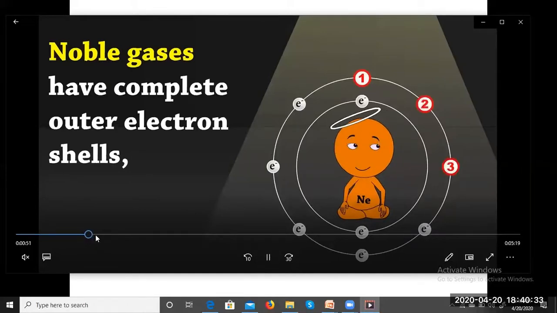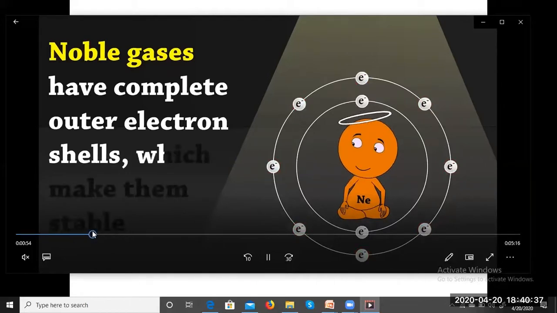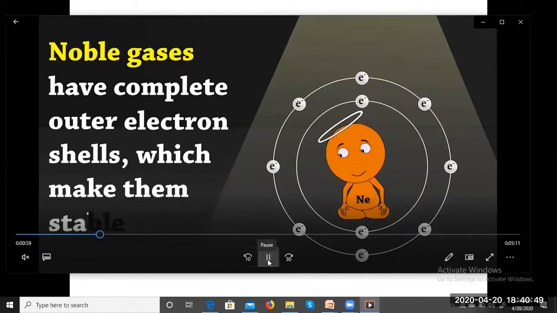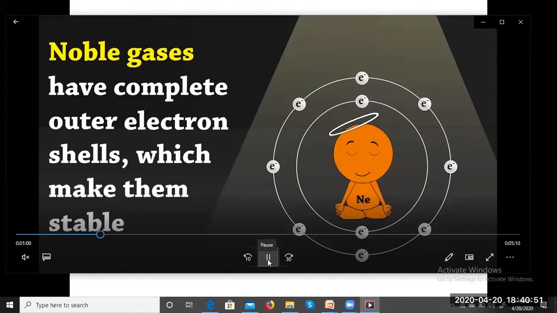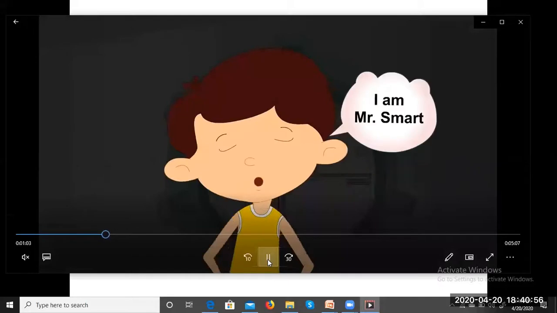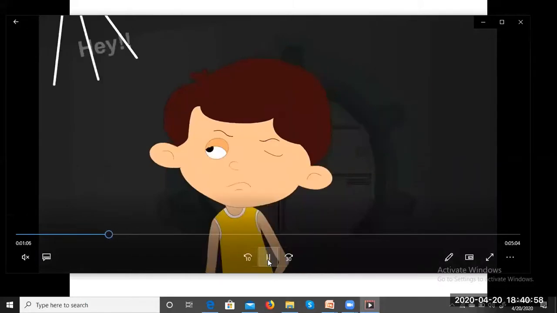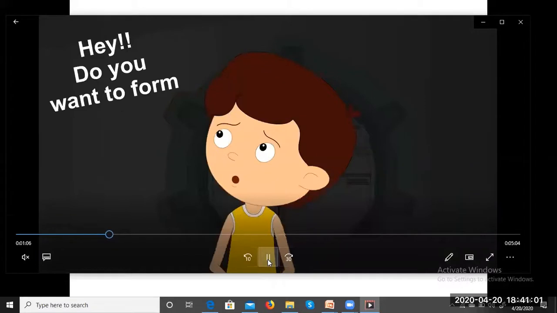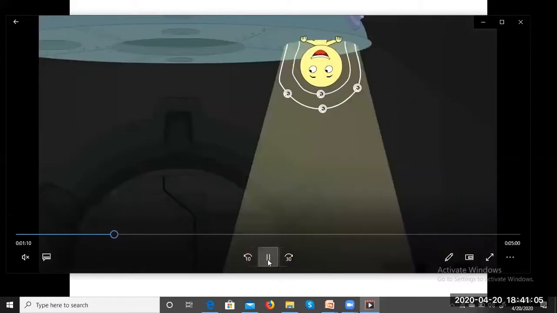Now you can see it has 8 electrons in its valence shell. Let's see what else we can learn from this video. There are many other atoms in the periodic table that can make bonds, those which do not have their valence shells complete, like having 7 electrons in their outermost shell, or 6 electrons in their outermost shell.